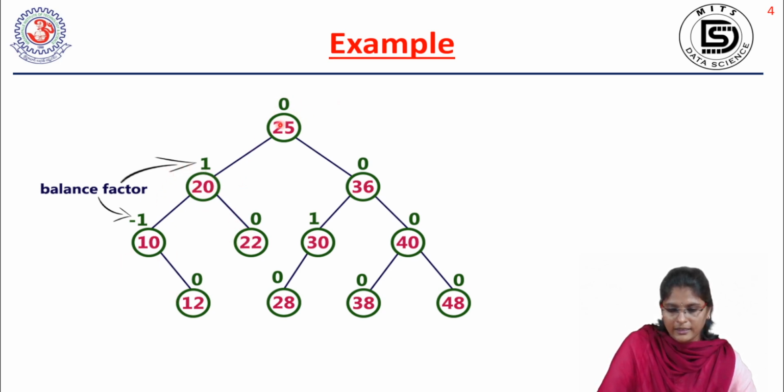And see here, it has 1, 2, 3. So 3 minus 3, here it is 0. And coming to here, it is 2 minus 2, so it is 0. Here you can see 1 minus 0, so here it is 1. Taking here 1 minus 1, it is 0. Likewise, we need to calculate the AVL tree balance factor.